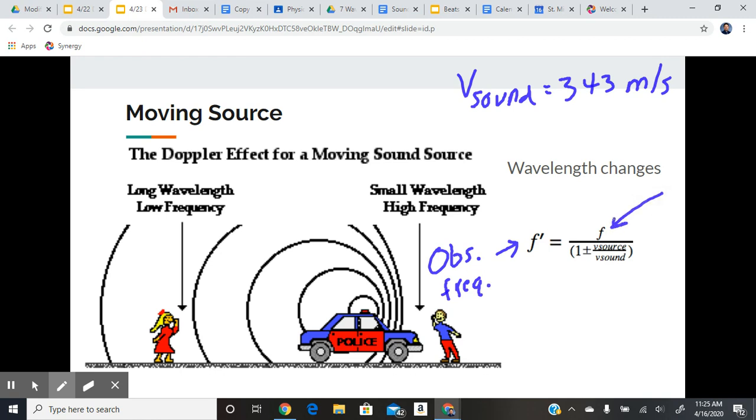And then this frequency right here is going to be the actual frequency. Okay, and then you're going to take the actual frequency and divide it by 1 plus or minus the velocity of the source. So here I used an example of 26 meters per second divided by the velocity of sound, which is 343 meters per second.